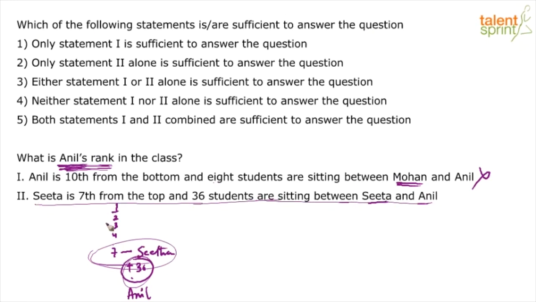How? I know Seeta's rank from top. I know the number of people between Seeta and Anil. So, I can use this information to find out Anil's rank from top. Yes or no? So, statement 2 alone is sufficient to get the answer to this question. So, your answer should be option 2. Only statement 2 is sufficient.